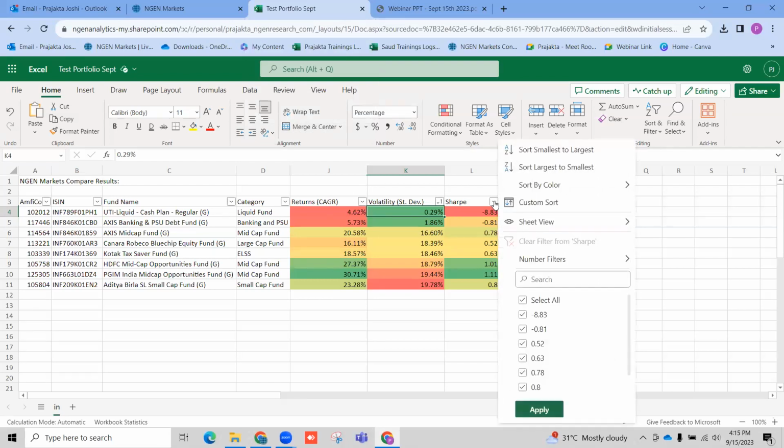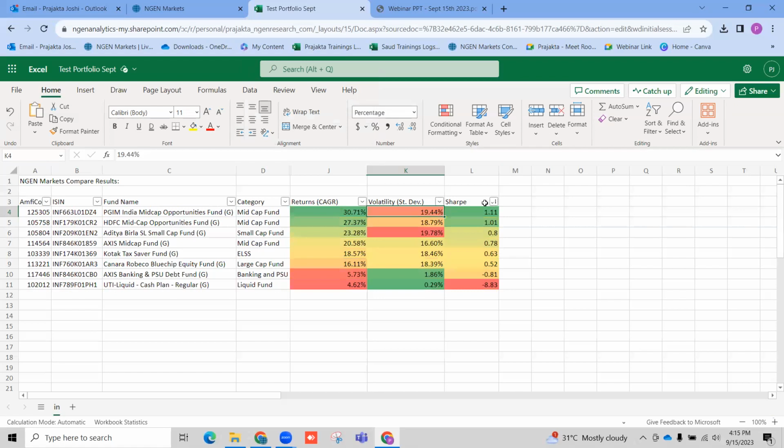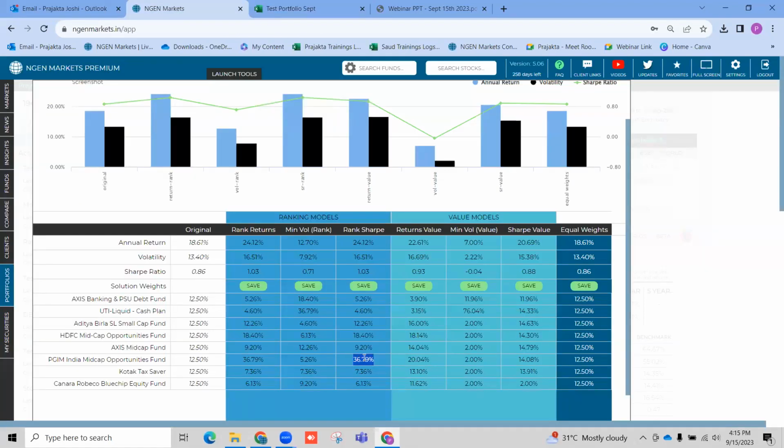So if we just sort them from largest to smallest, we can see that PGIM has the highest Sharpe ratio of 1.11, and that is the reason it has been given a weightage of 36%, which happens to be the highest in this entire list. On the other hand, the lowest weightage is being given to this UTI liquid cash plan, to an extent of 4.60%. And that's because it has the lowest Sharpe ratio.